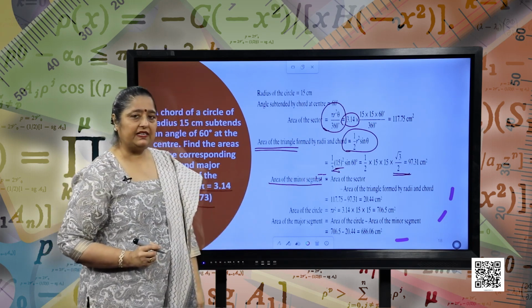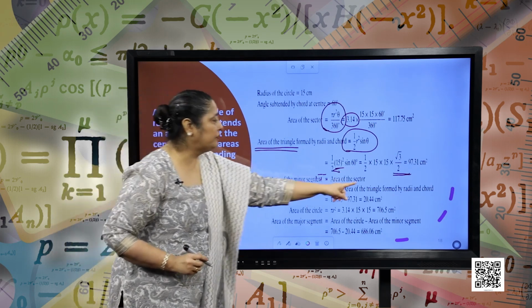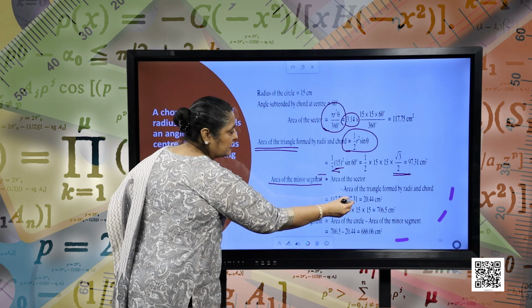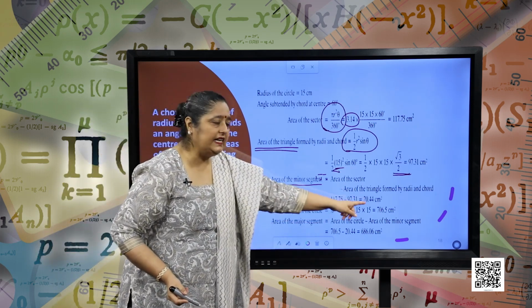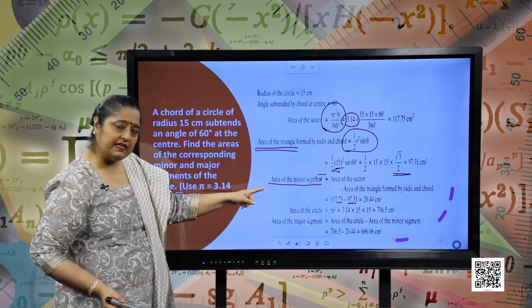Now, we have to find the area of the minor segment. What is the area of the minor segment? Area of the sector minus the area of the triangle formed. So, this is the area of the sector and this is the area of the triangle. Subtracting both, we have 20.44 centimeters square as the area of the minor segment.